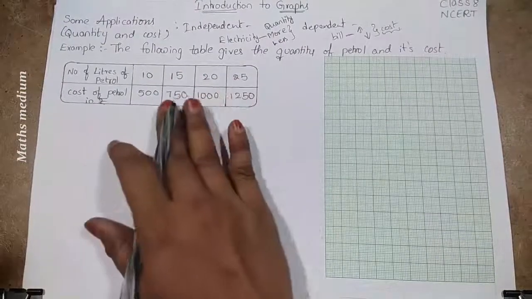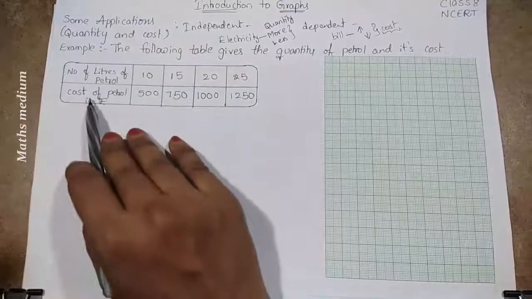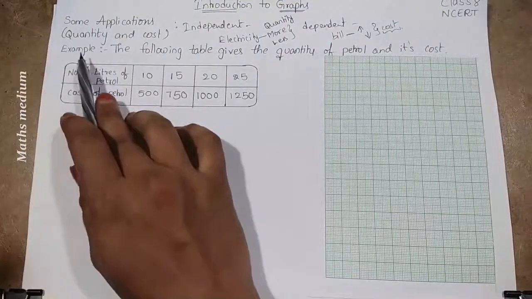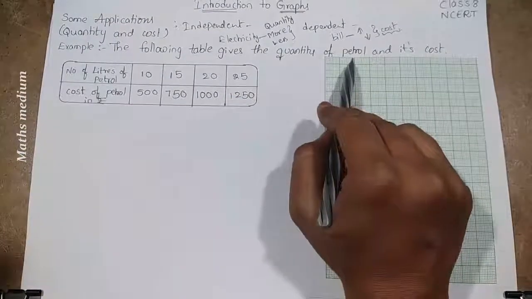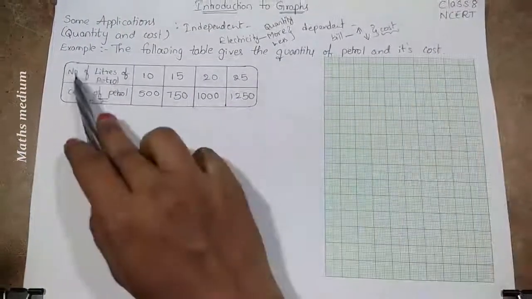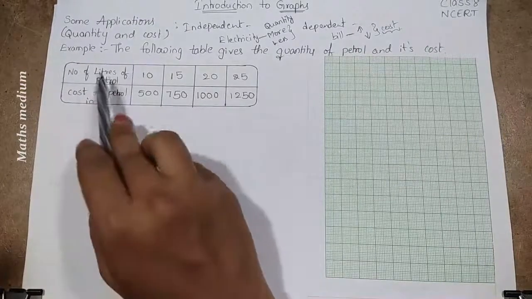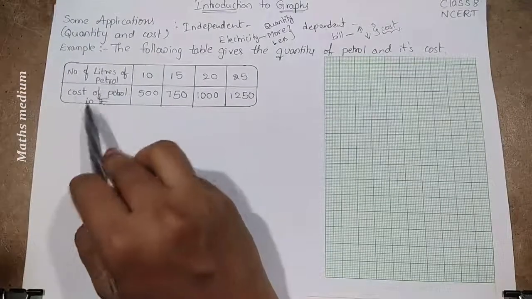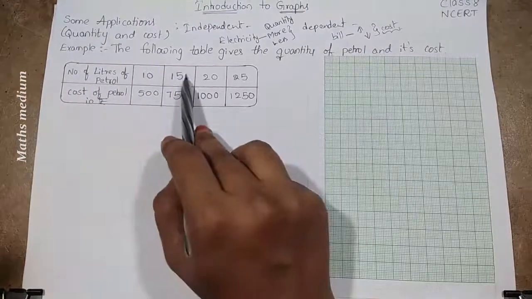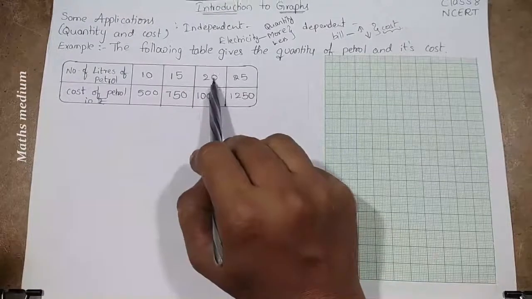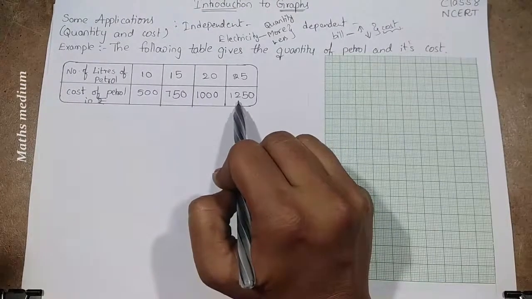So let's see how to draw the quantity and cost graph by using the following table. Here is the example problem I took. The following table gives the quantity of petrol and its cost. Number of liters of petrol, cost of petrol in rupees. Here 10 liters cost 500, 15 liters cost 750, 20 liters cost 1000, 25 liters cost 1250 rupees.